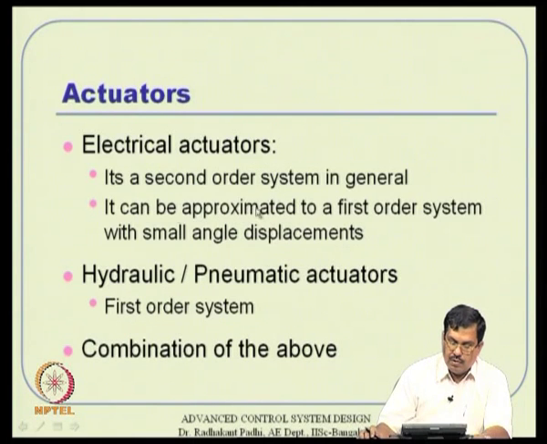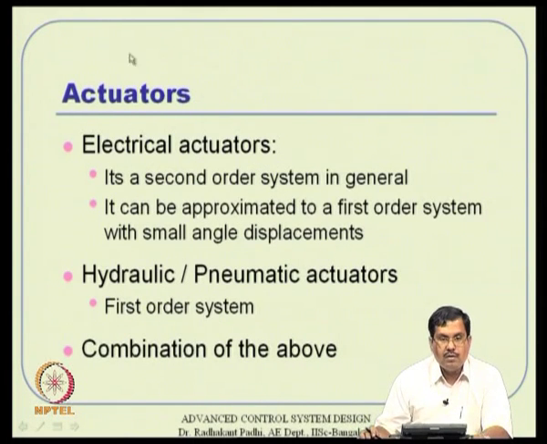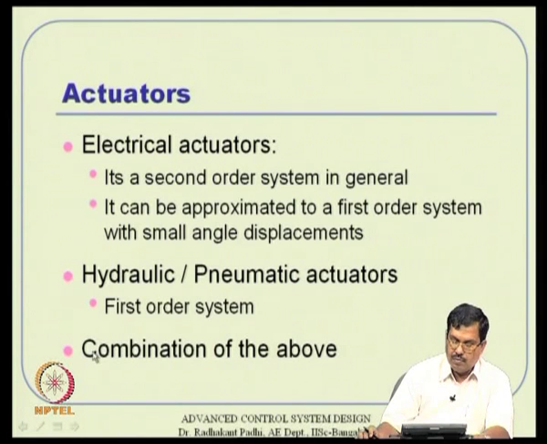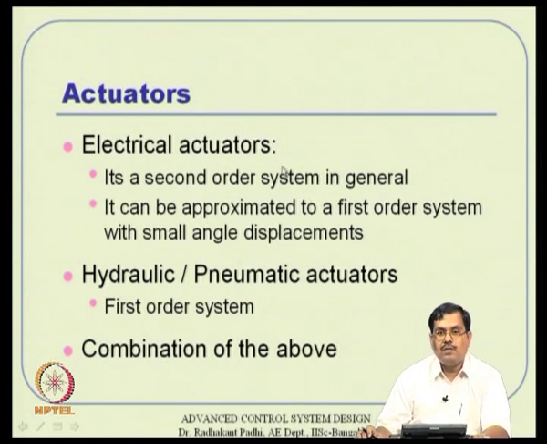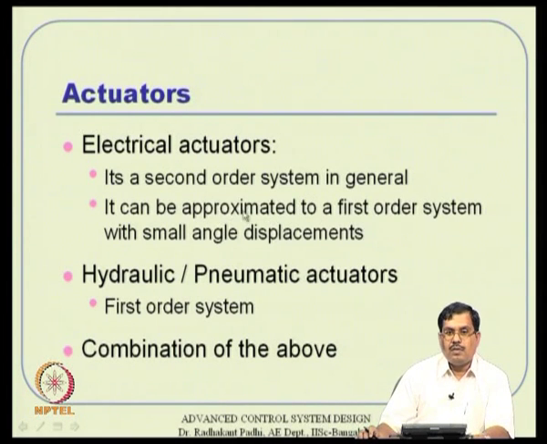Now, how about actuators? That is ultimately what will excite the control systems, and these actuators consist of a variety of things. One is electrical actuators, another is hydraulic actuators, and sometimes pneumatics are also used. Typically hydraulic actuators are first order systems, whereas electrical actuators are typically second order systems in general. But they can also be approximated as a first order system with small angle displacements. If you do not demand too much deflection, like fin deflections from the system, then there is no need to approximate with a second order system.